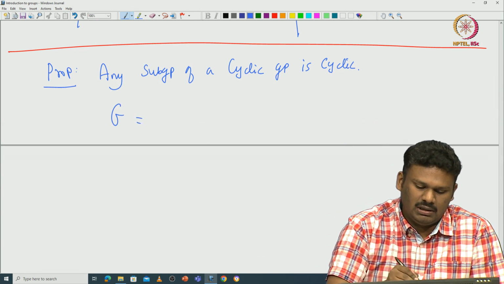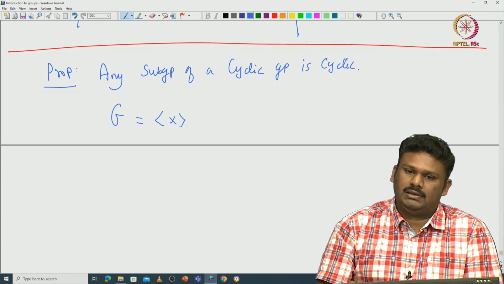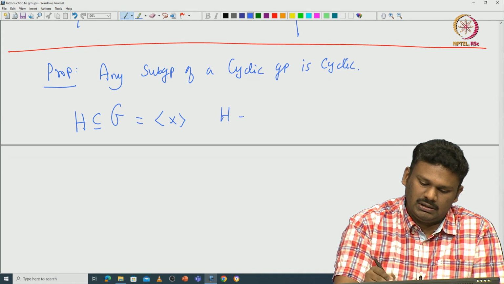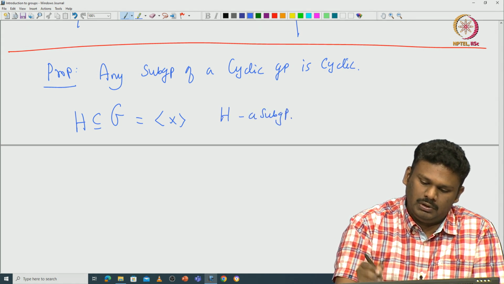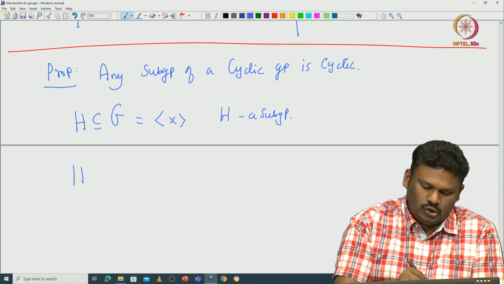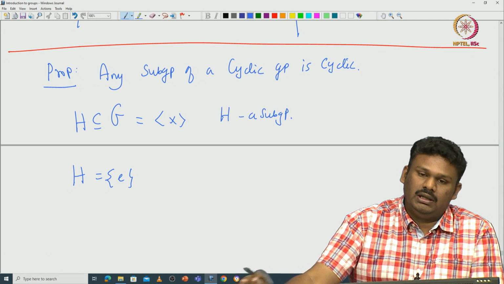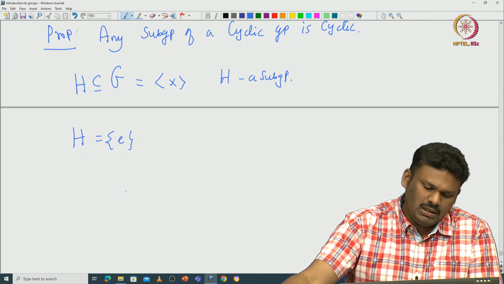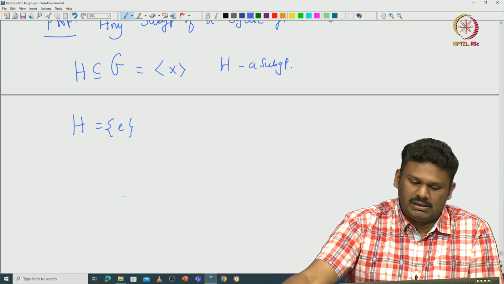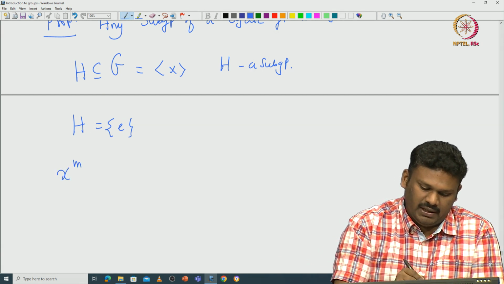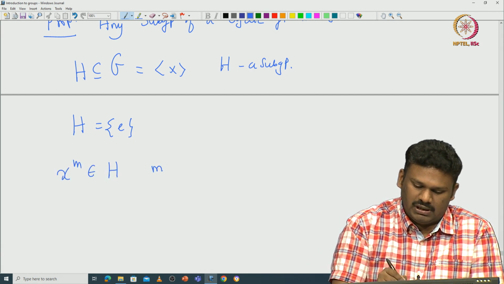So, start with G, assume it is generated by x, and start with H, which is a subgroup. Now some powers of x must be there in H. Okay. H could be just the identity. In that case, there is nothing to prove. Okay. It is already cyclic. So, assume that there exists some non-trivial power of x in H. So, there is x power m in H, for some integer m which is non-zero.